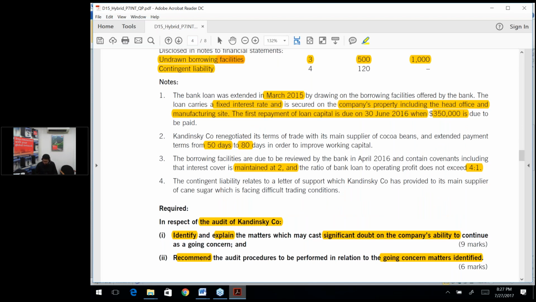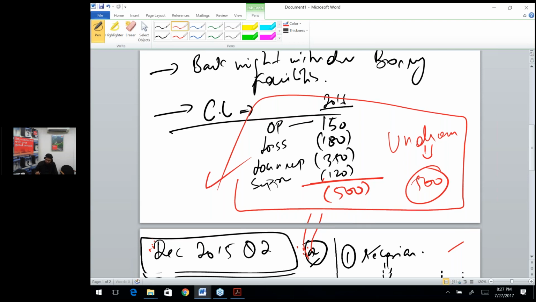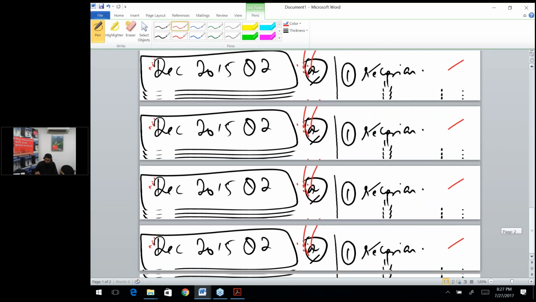Now the next requirement is to recommend the audit procedures to be performed in relation to the going concern matters identified. So what exactly are going to be the procedures that need to be performed? Let's talk about them. What are the procedures that we need to perform?